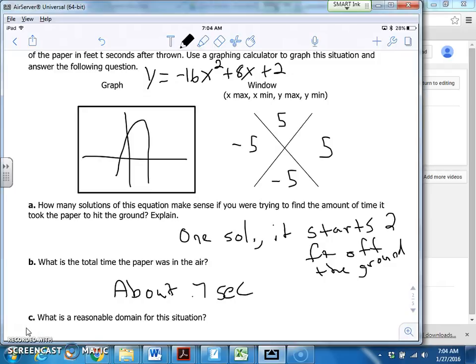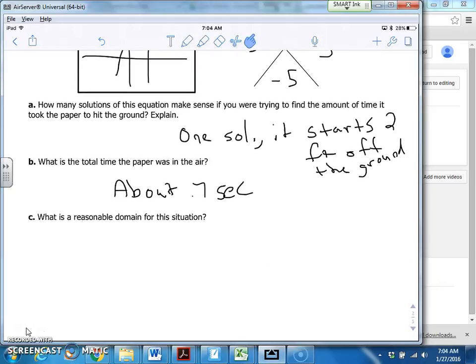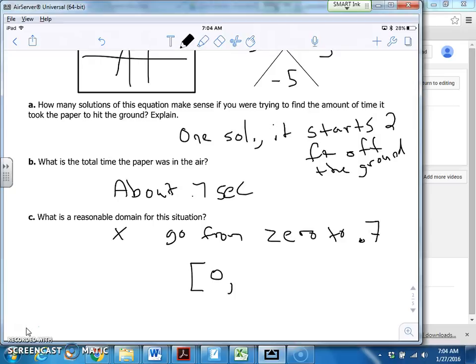What is the reasonable domain? Well, in this case, domain is x, right? So what are our reasonable x values? And we're going to go, it goes from 0 to, call it 0.7 because we rounded. So let's, and then our notation is 0, 0.7. If you wanted to be more accurate, you could put 0.683. And we'll say the D for domain, put a colon, and put it in those brackets.